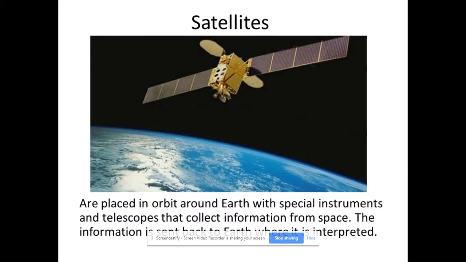So a satellite is an object that's placed in orbit around Earth with special instruments. So it could be an X-ray telescope. It might be a radio telescope. It might just be a regular reflecting or refracting telescope. But it could be any type of those kinds of tools that allow us to collect information from space, and then that information is sent back to Earth, typically through radio waves, and astronomers here on Earth interpret them.